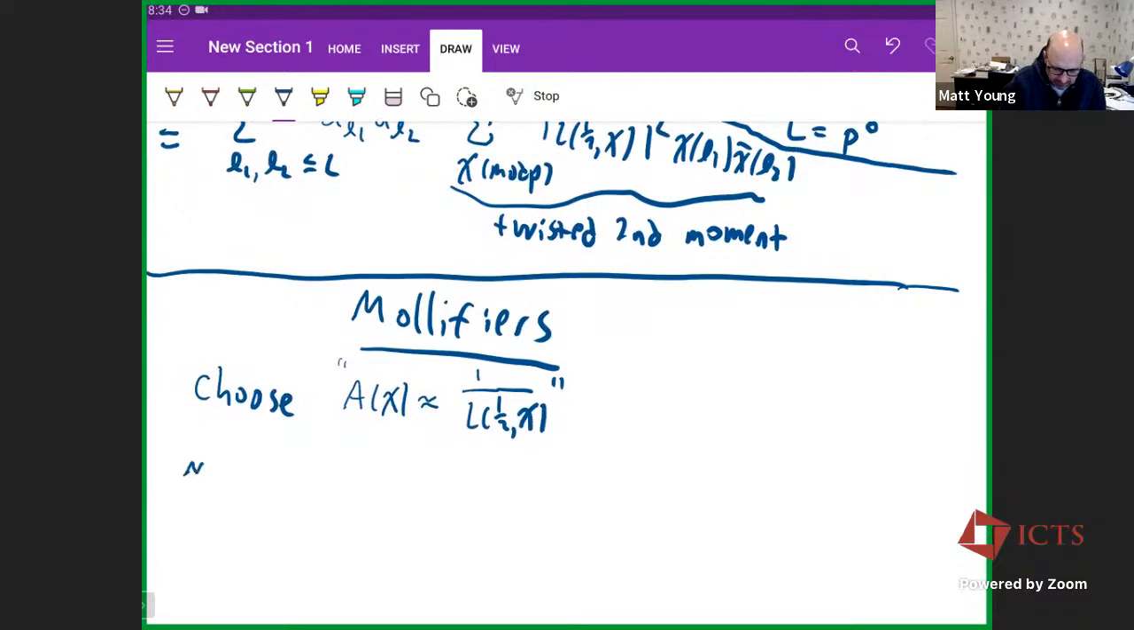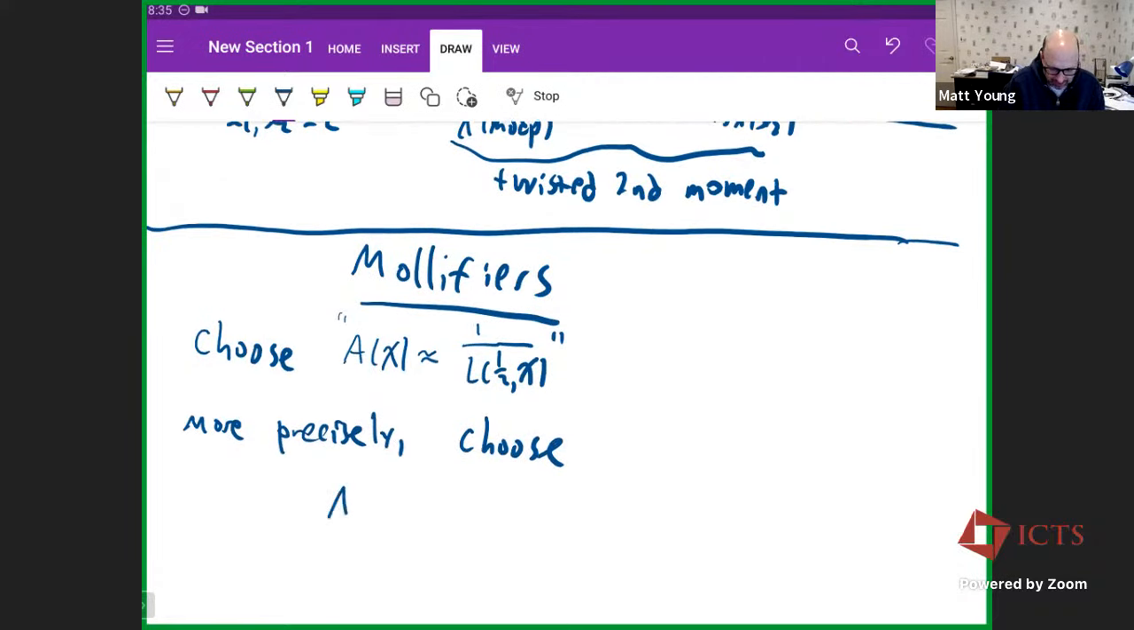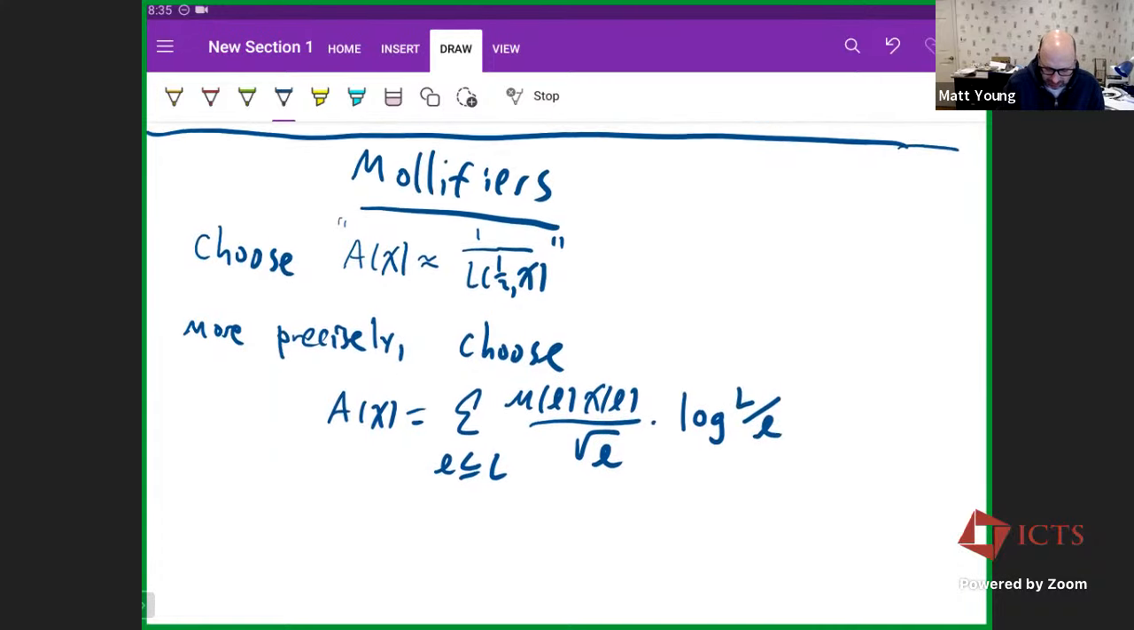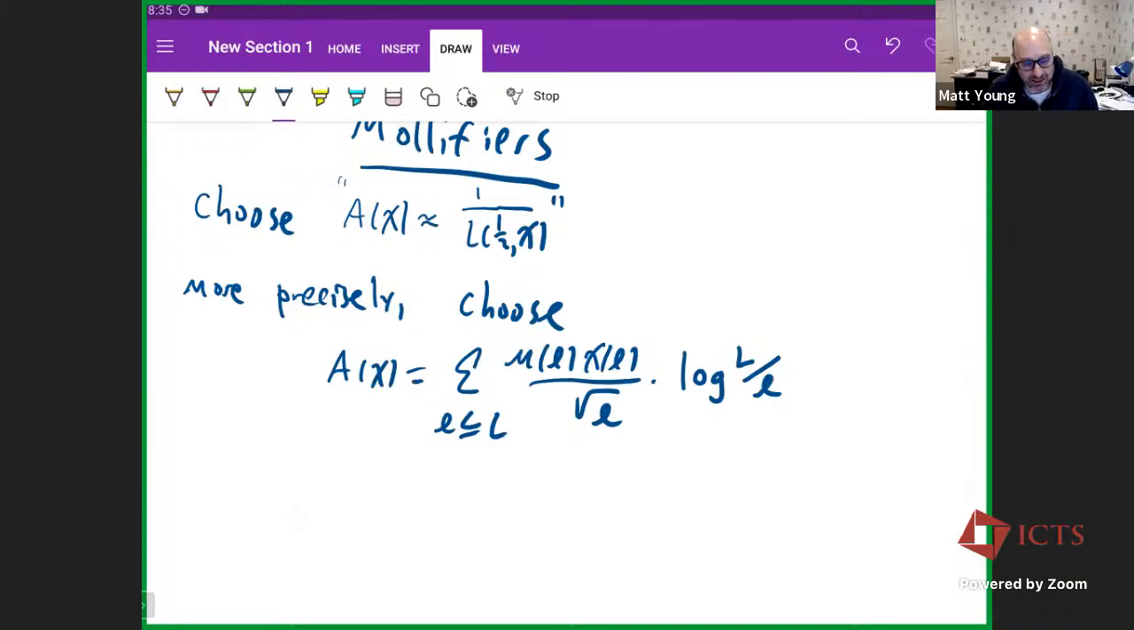More precisely, what we really do is we might choose something like A of chi to be the sum over l up to capital L of the Mobius function of l times chi of l over, let's say, square root of l, and then there's some kind of smoothing factor, log of capital L over little l. This is a pretty common choice for a mollifier.